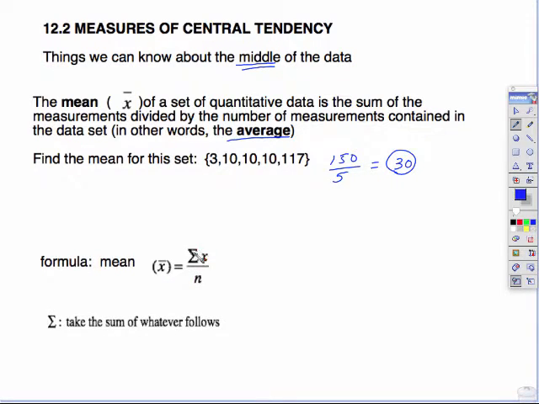Now you may not be familiar with this symbol. This symbol is known as the summation. And what that means is we need to take the sum of all of the x's that follow this. In other words, sum all of these x's. Each one of these is considered an x because it's a data point. So all that symbol is telling you is to take the sum, which is what we did right there.